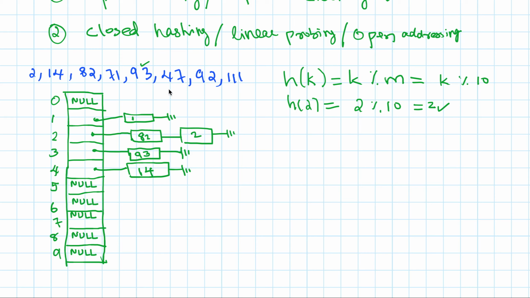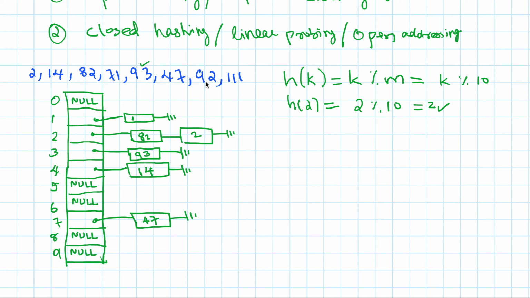Next I have 47. So 47 should go to the 7th position. So I will delete this one. Okay. Then I will create a new node with the value 47. Then I will store the address at this position. Then this will be null.